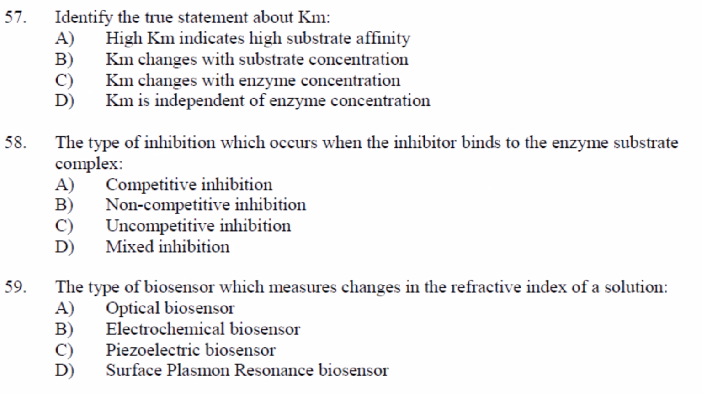Then identify the true statement about Km. Now Km is a measure of the affinity of an enzyme for its substrate. So low Km means high substrate affinity. High Km means low substrate affinity. So that makes statement 1 wrong. Statement 1 says high Km indicates high substrate affinity. No, it is low substrate affinity.